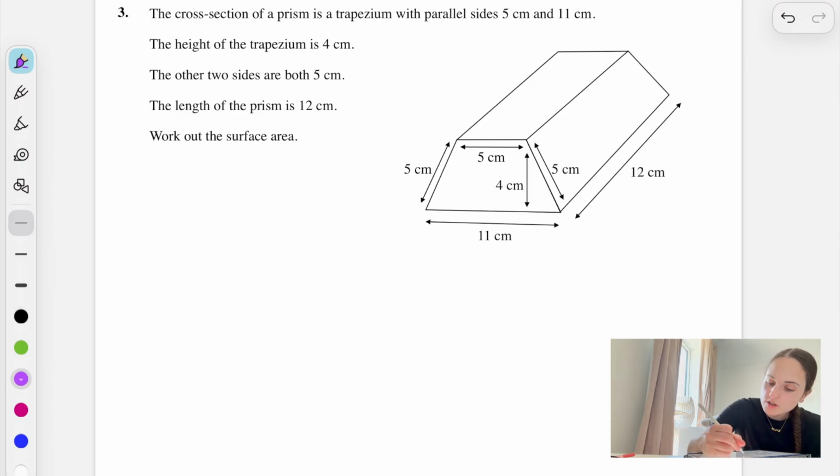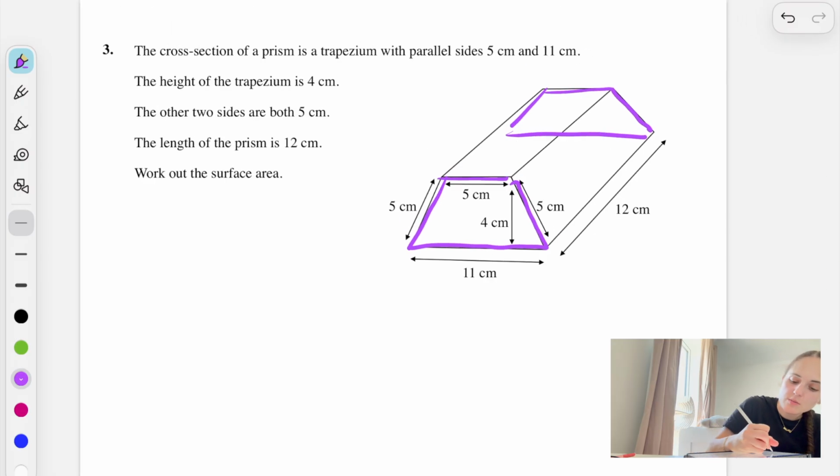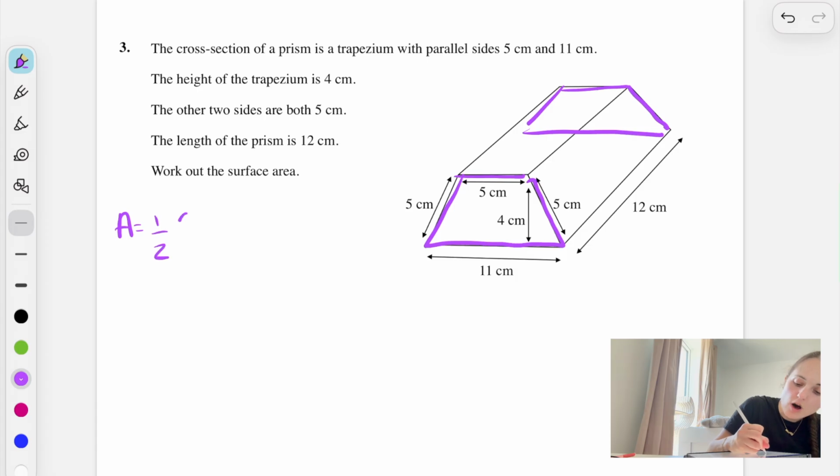So for this one, we have 2 trapeziums both sides. So we have this trapezium and then we have another one on the back. So to work out the area of a trapezium, we do half the sum of the parallel sides. So half of A plus B, where A and B are the parallel sides, and then we times it by the perpendicular height between them.